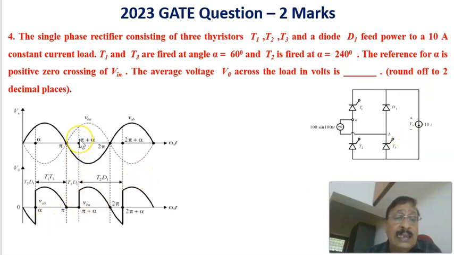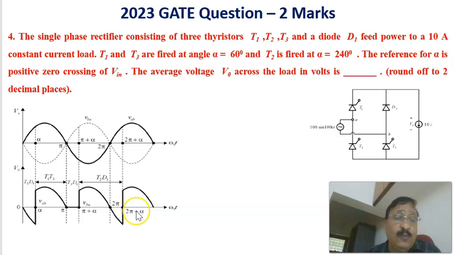Therefore at an angle of pi plus alpha, which with alpha equal to 60 is 240 degrees, the device T2 is fired. Already D1 is conducting, and T2 is fired. Then this is getting turned off and the path is now through this diode and returning back through this device. Therefore, the voltage at this point is nothing but the same as the dotted one. Therefore, you will be getting this voltage until the next firing of the switches T1 and T3, which happens at 2 pi plus alpha.